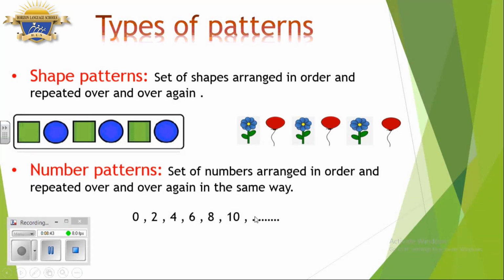Can you tell me what is the number after 10? We just said that we add 2 each time. So 10 plus 2 equals 12. Excellent. After 12 comes 14. So we add 2 each time and we will repeat it over and over again.